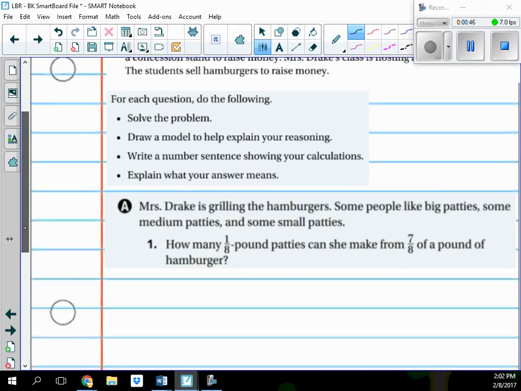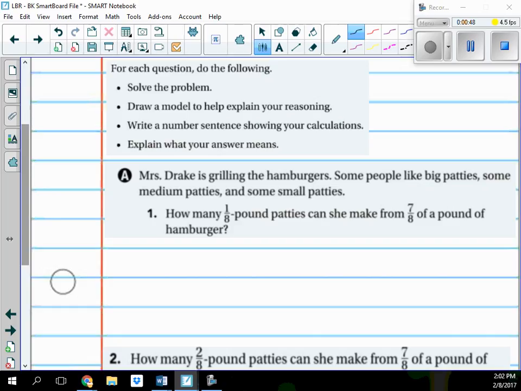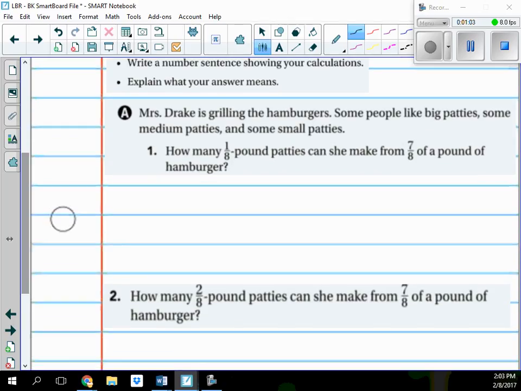So we're going to do the following things. We're going to solve each problem. We're also going to draw a model to explain our reasoning. We're going to write number sentences to show our calculations, and we're also going to explain what our answer means, because we really want to prove that we know this super well. So the first problem we're going to look at, this would be like a level 1 problem, okay?